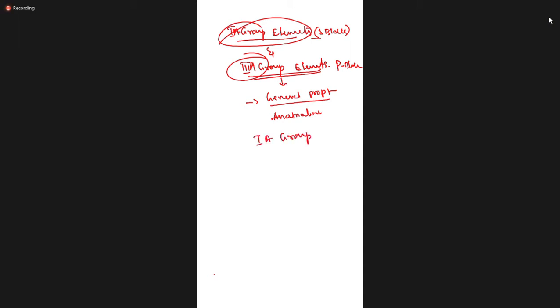Okay, sir. Fine, sir. First A group element also belongs to S block. So for third A group element, it is P block element, sir. Third A group element is called P block element. That is general properties and anomalous behavior. Okay, sir. Thank you, sir.